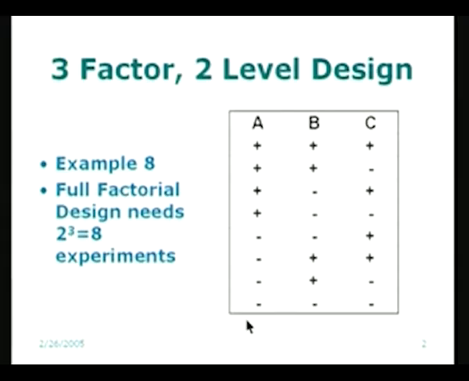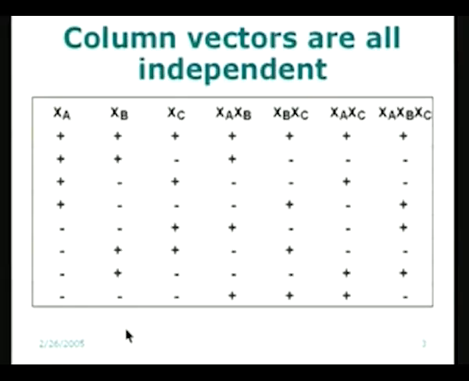So there are 8 experiments in this particular 3-factor 2-level design. If we want to capture all the effects, we need to do these 8 experiments. In fact, I have indicated the column vectors. What are all the column vectors which will be important?